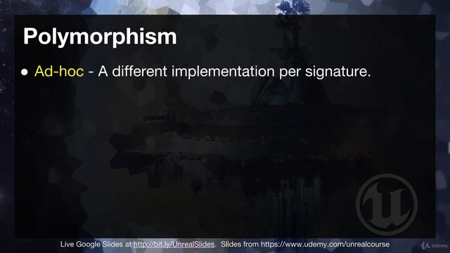The first one is called ad hoc polymorphism, and this is when you have different implementations for different type signatures of your method. So you might have one name for your method, but it might take different input parameters, different types as its arguments, and then you would have different implementations based on those different types. So basically, it's a completely different function, but it's specified by the type.